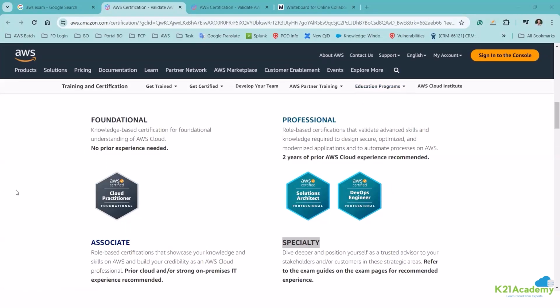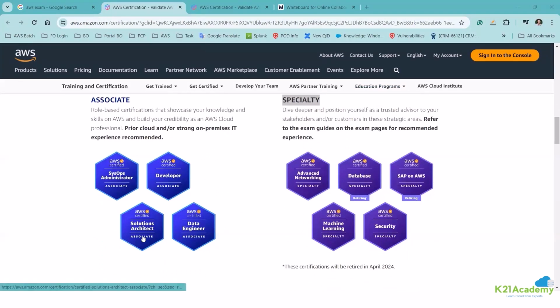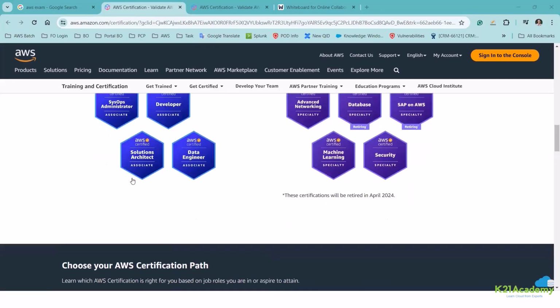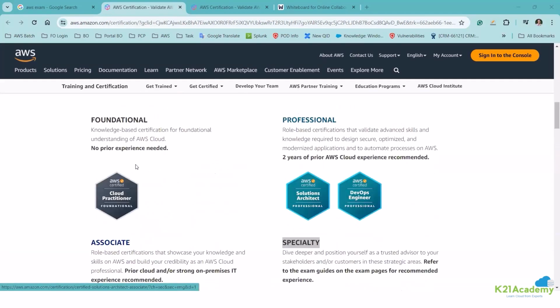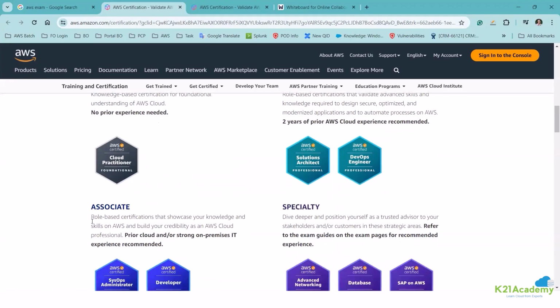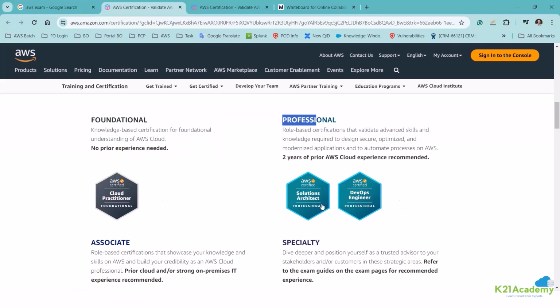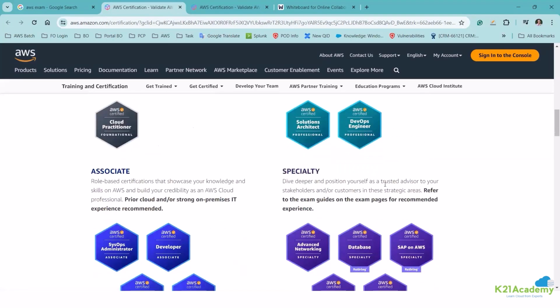Can I move directly to the Solution Architect? Because, as you mentioned, the Cloud Practitioner is very basic, and I have sufficient knowledge, so I can go directly to the Associate. The answer is yes. It is not compulsory that you first complete the foundational, then associate, then professional, and then specialty. No, it is completely flexible.